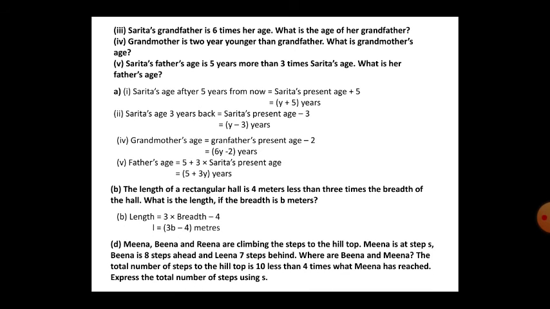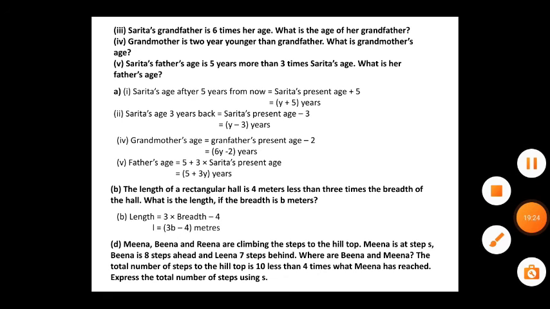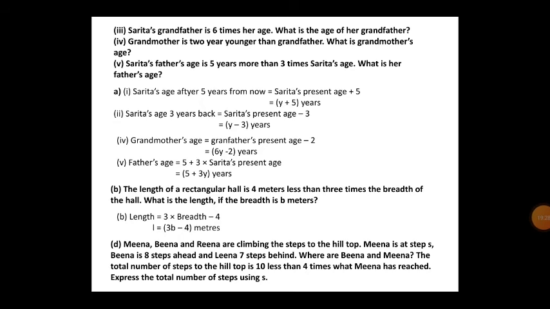Beena and Reena are climbing the steps to this hilltop. Meena is at step s, Beena is 8 steps ahead, and Leena 7 steps behind. Where are Beena and Leena? The total number of steps to the hilltop is 10 less than 4 times what Meena has reached. Express the total number of steps using s. Here, children, Meena, Beena, and Reena are friends. So they are climbing the steps to the hilltop.